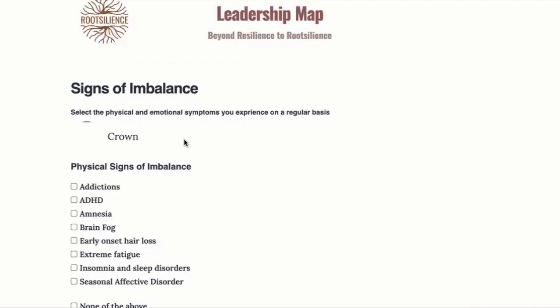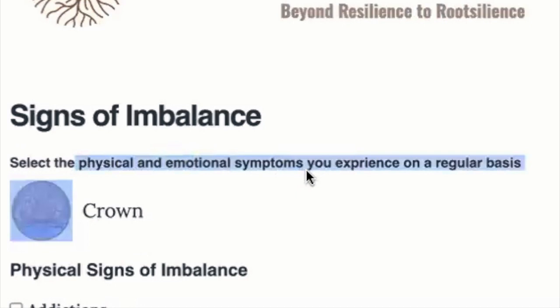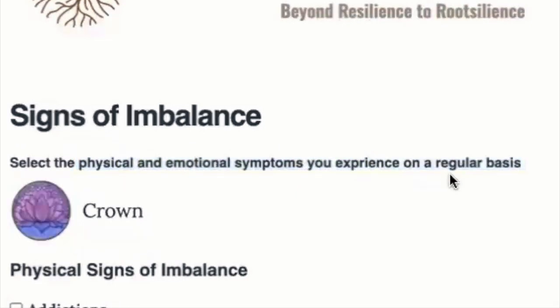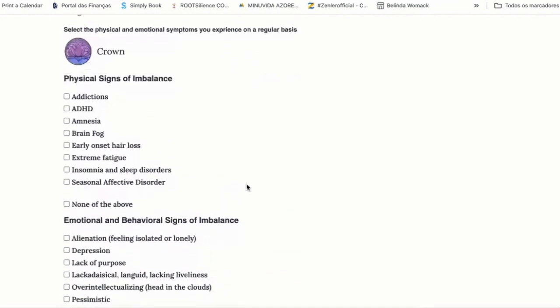Now, this is the second part of your leadership map, which is now an opportunity for you to indicate your signs of imbalance. Now, these may be physical or emotional, and these are signs that you experience on a somewhat regular basis. And so there's going to be a page per chakra. So there'll be 7 pages to click through here.